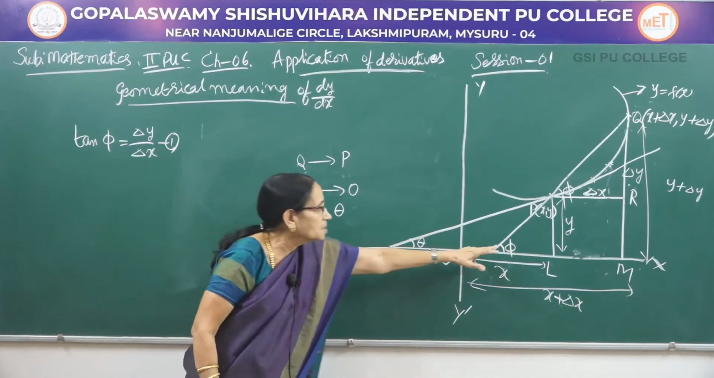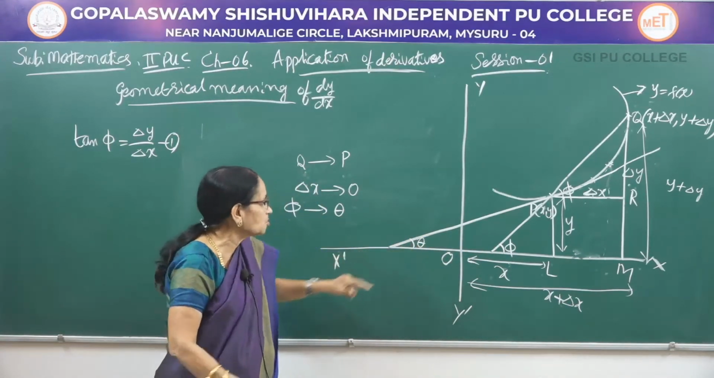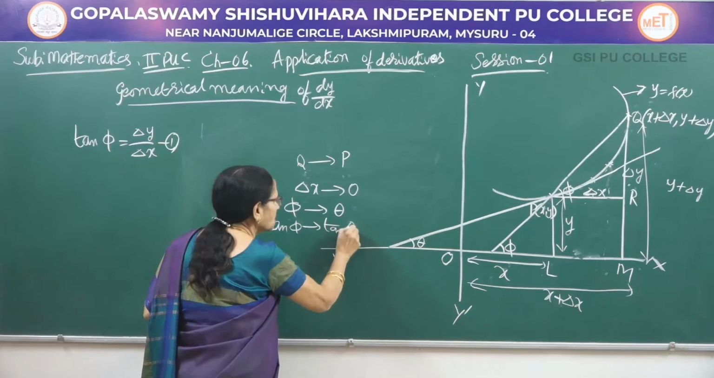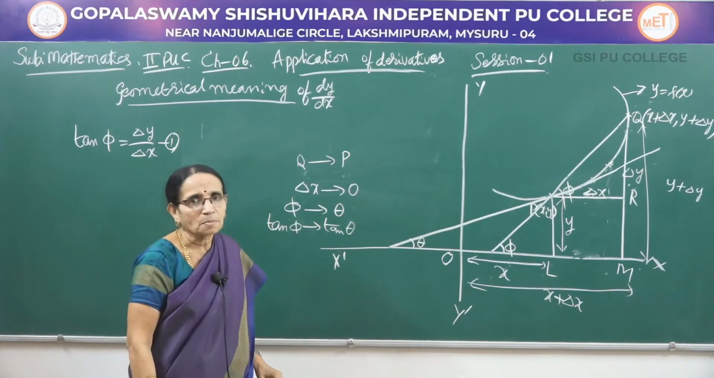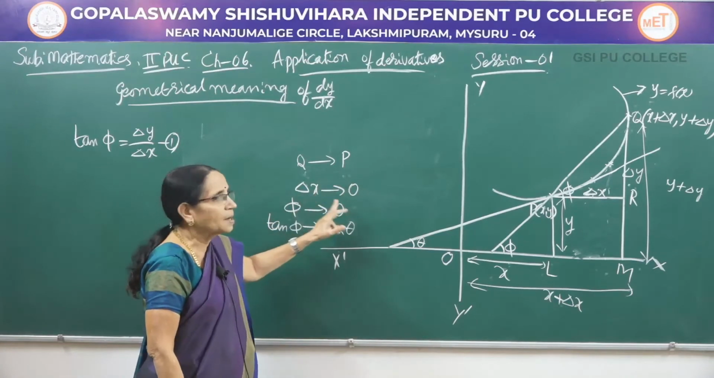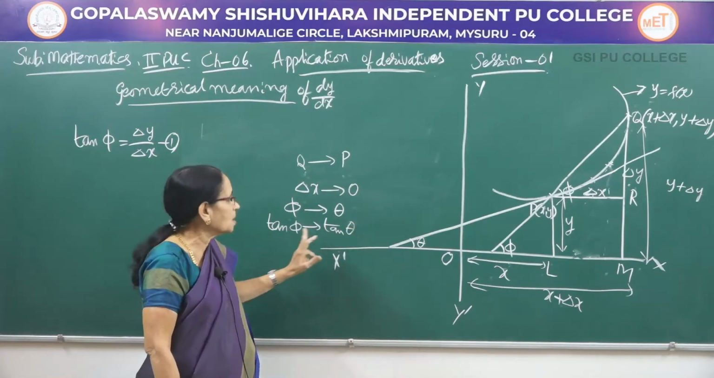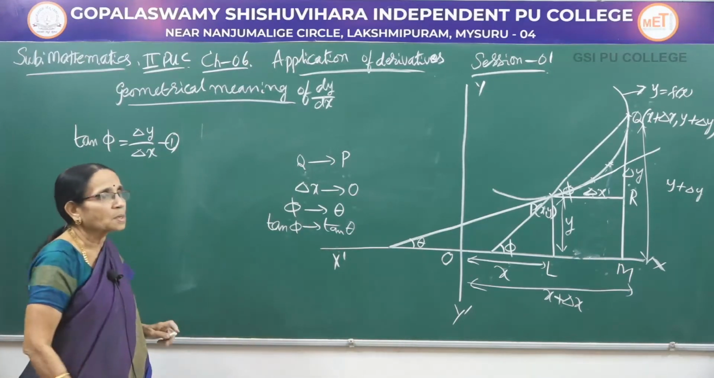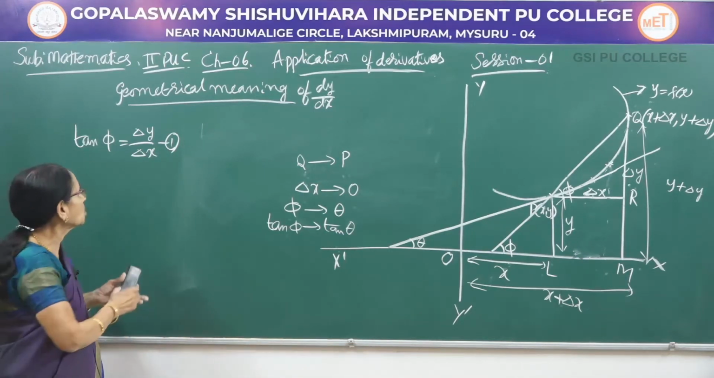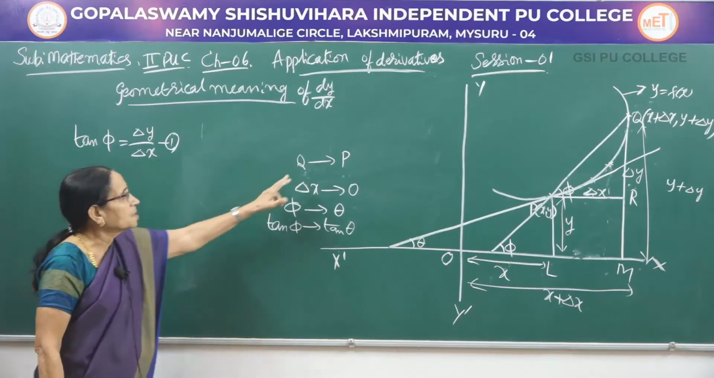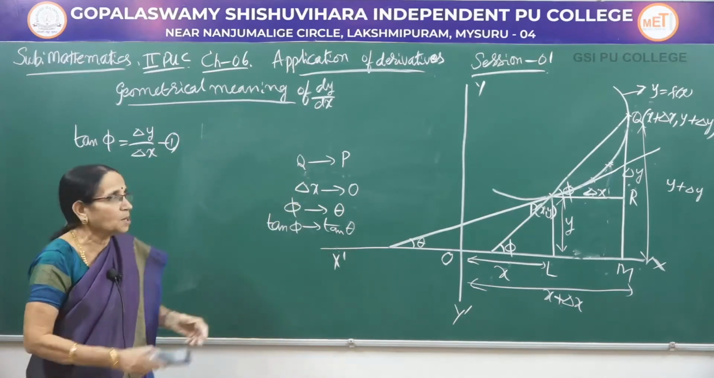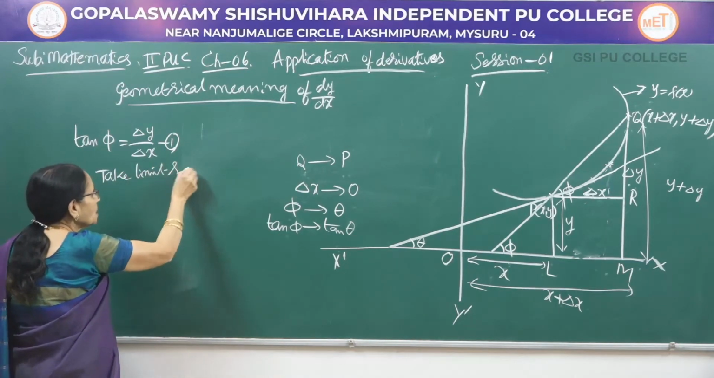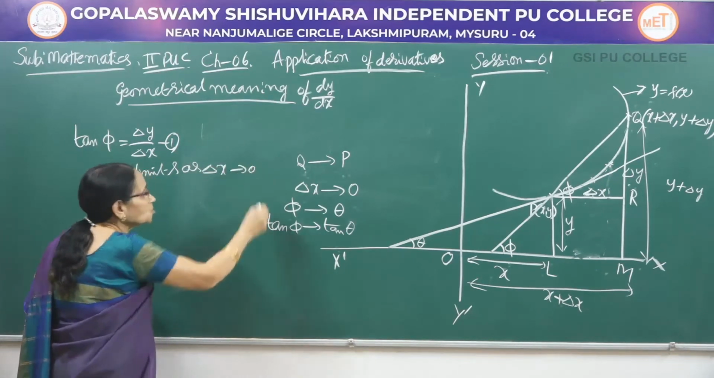Those are two different angles. These two angles are not equal. As phi tends to theta, therefore, what happens here? Tan phi tends to tan theta. So this information we wanted here. As Q tends to P, delta x tends to 0, phi tends to theta, tan phi tends to tan theta. Now let us come to result 1. Tan phi we have shown is equal to delta y by delta x. Now here tending means we can take the limit, delta x tending to 0 means you take limits as delta x tends to 0.